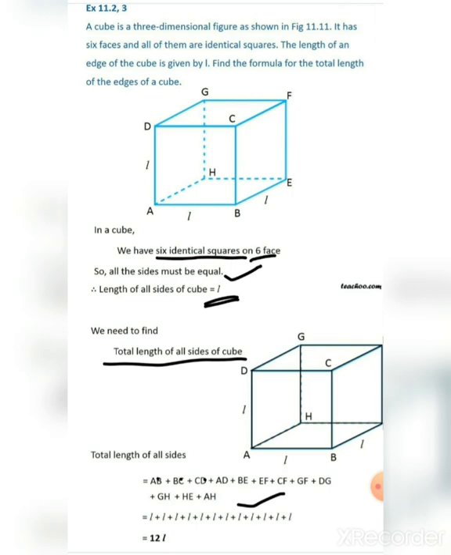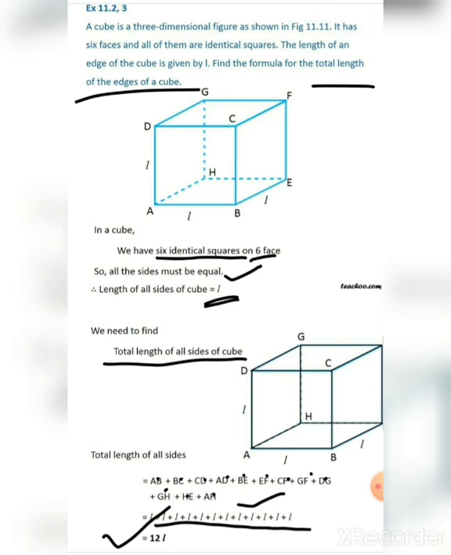1, 2, 3, 4, 5, 6, 7, 8, 9, 10, 11, 12. So 12 sides are there. Now for 12 sides, for each side we have to write 1 L. So there will be 12 times L here. So the total length of all sides, or we can say the total length of the edges of a cube, is equal to 12L.